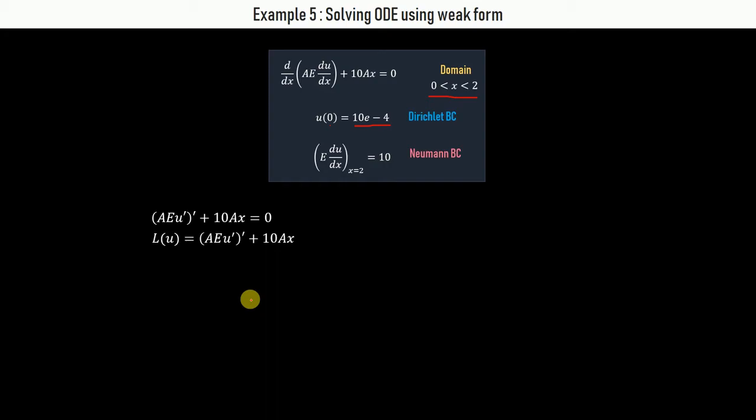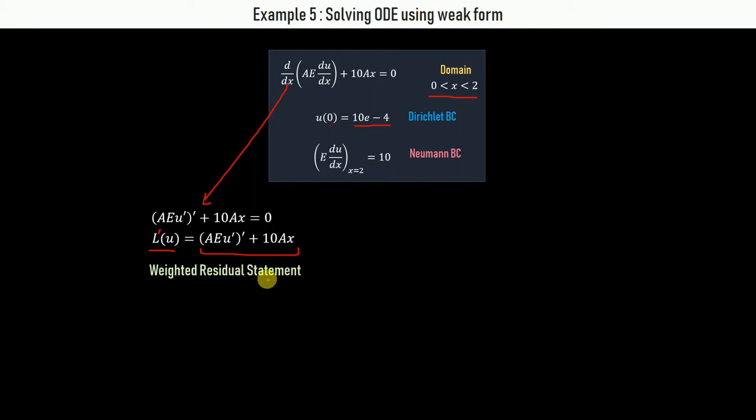Now, let us write this differential equation in this form. It's easy to handle using this, and the operator Lu can be written as this. Note that this operator is different from the one in the weak form. Here we are just representing the differential equation using this. We should have called it something else. Let's call it L dash u.